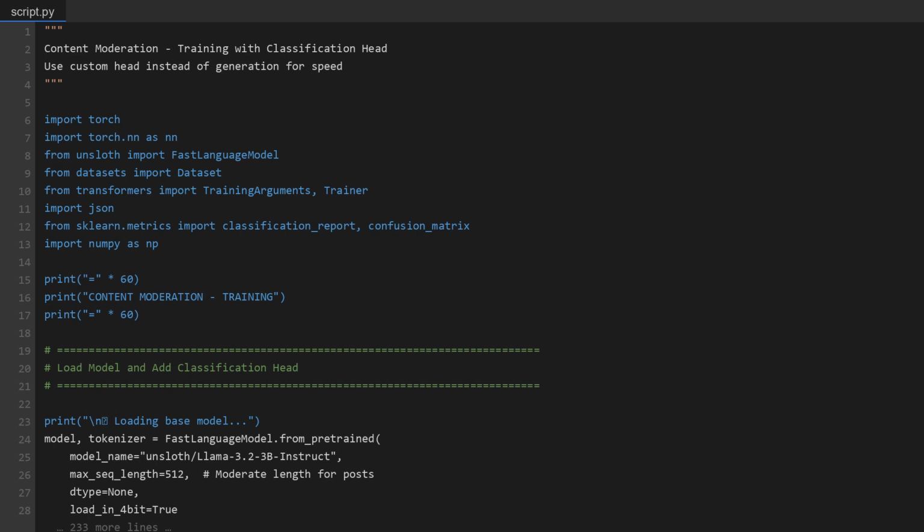The tokenization step converts your training and validation text into model inputs, and the training configuration sets batch sizes, evaluation intervals, and learning rate schedules appropriate for a classification objective. After training completes, the evaluation block produces a full classification report and confusion matrix. The numbers you want to focus on are the false positive rate, flagging safe content as violating, and the false negative rate, missing actual violations. Those two error types have very different real-world costs, and the confusion matrix makes that trade-off explicit.